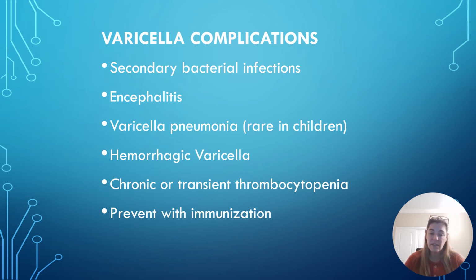How do we prevent? Well, primary prevention would be with immunization. So we do have the varicella zoster vaccination available to children, and that helps to create immunization. And secondary prevention, if you do have a child with chickenpox, is to keep them isolated and away from other children so that they can't infect other children.